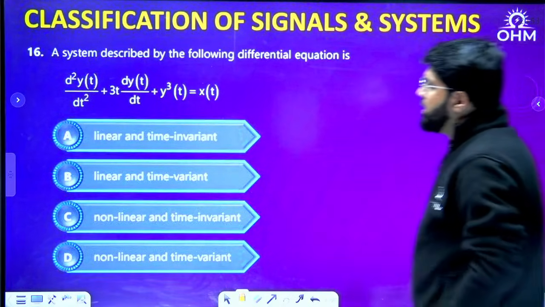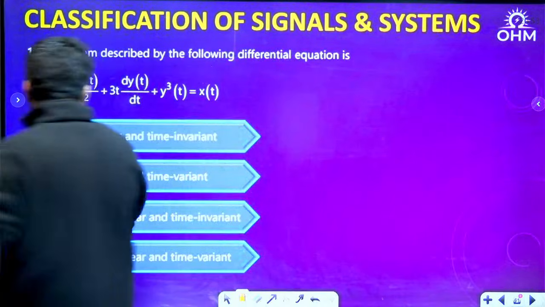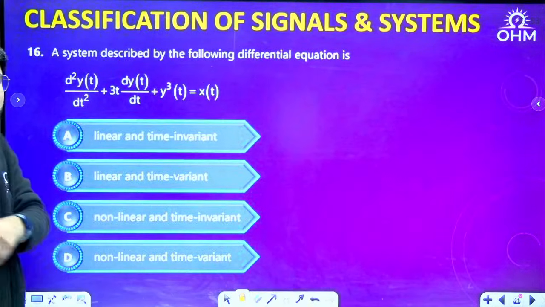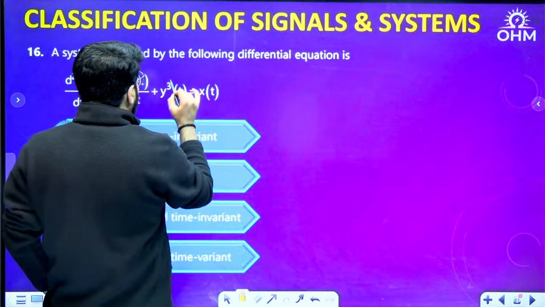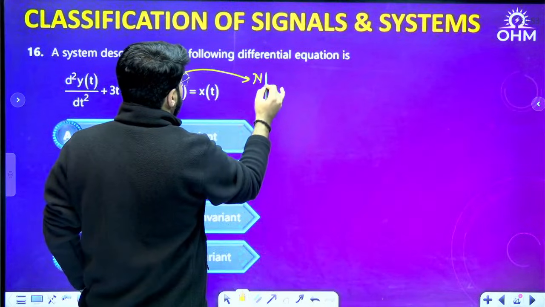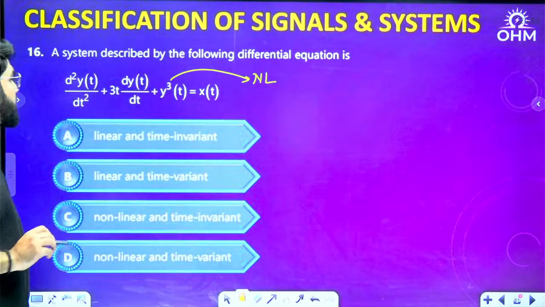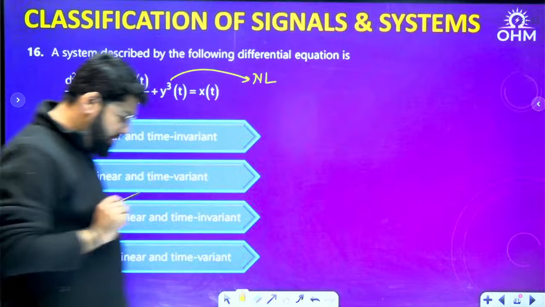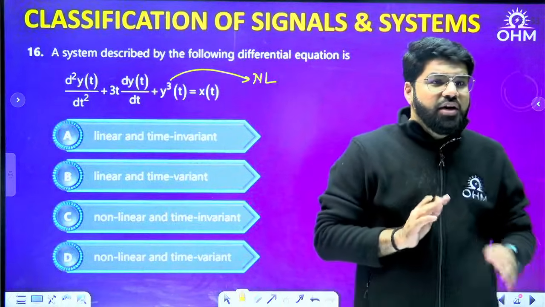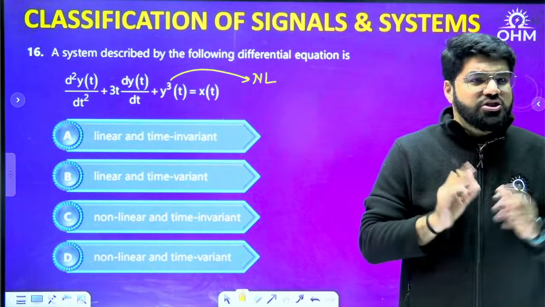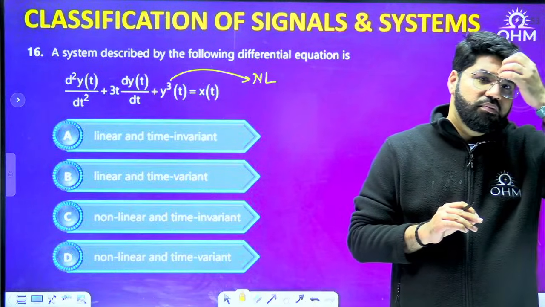Now, if it is given in the differential equation form, you have to comment on linear and time invariant system. See very clearly, y cube. This cube makes the system non-linear. Now, with input or output anywhere, look for a separate function of time.